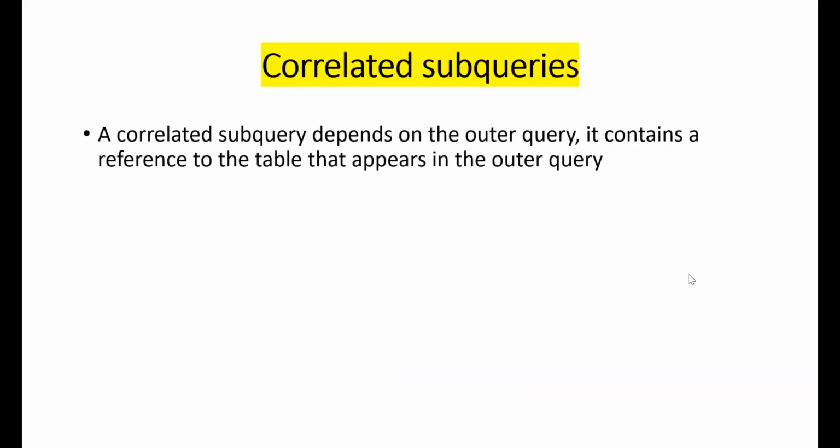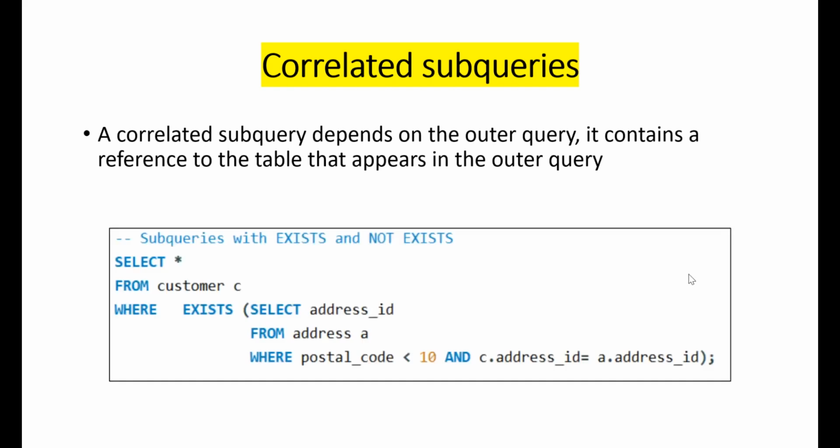Next, we have correlated subqueries. A correlated subquery depends on the outer query, which means that it contains a reference to the table that appears in the outer query. As we see here in the subquery, which is between parentheses, we add the column called address ID as a reference to the outer table. So here we use the condition where postal code is less than 10, and we add our reference, which means that this subquery depends on the outer query. And this is why it is called a correlated subquery.